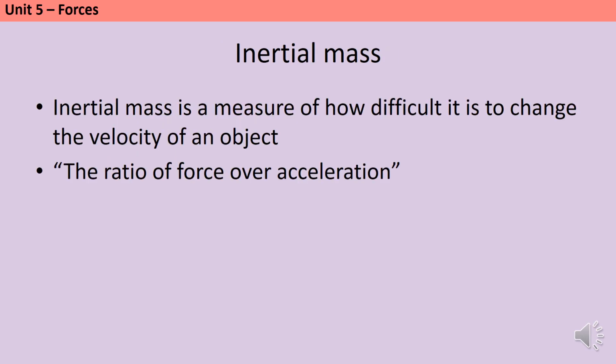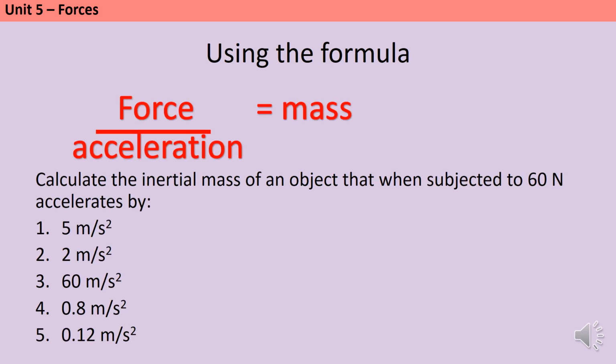There's actually a special name for this, which you need to know if you're taking the higher tier. Inertial mass is a measure of how difficult it is to change the velocity of an object, and it can be calculated by the ratio of force over acceleration, which is exactly what we've just done. Pause the video again and calculate what the inertial mass of each object is based on the fact that when subjected to a 60 Newton force, it accelerates by the following amounts.